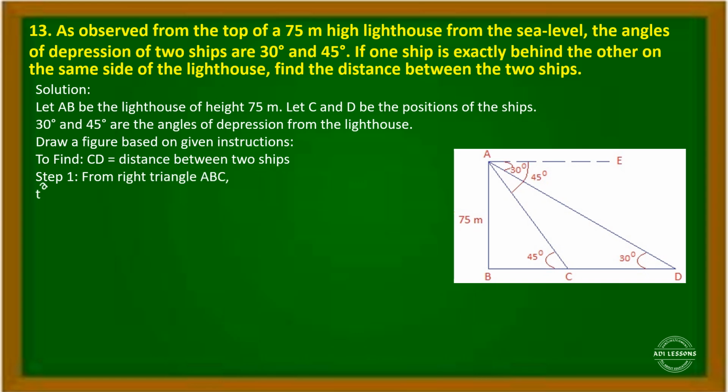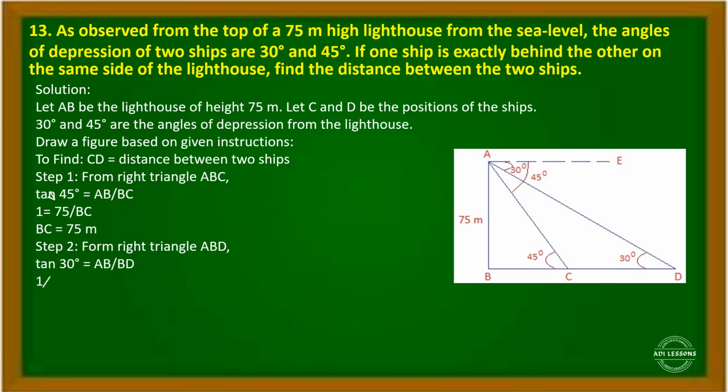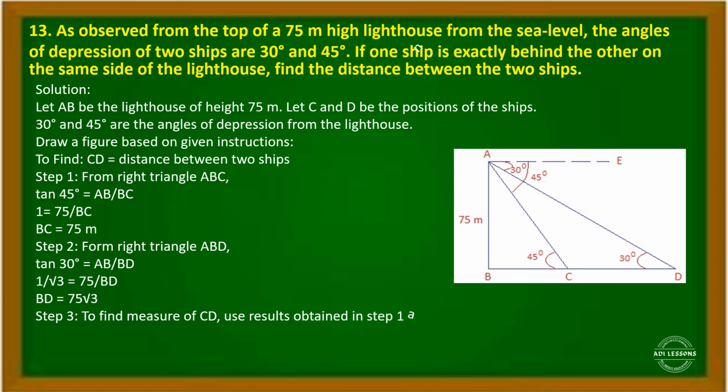Step 1. From right triangle ABC, tan 45 degrees equals opposite side AB by adjacent side BC. So 1 equals 75 by BC. BC is equal to 75 meters. Step 2. From right triangle ABD, tan 30 degrees equals opposite side AB by adjacent side BD. So 1 by root 3 equals 75 by BD. BD equals 75 root 3.